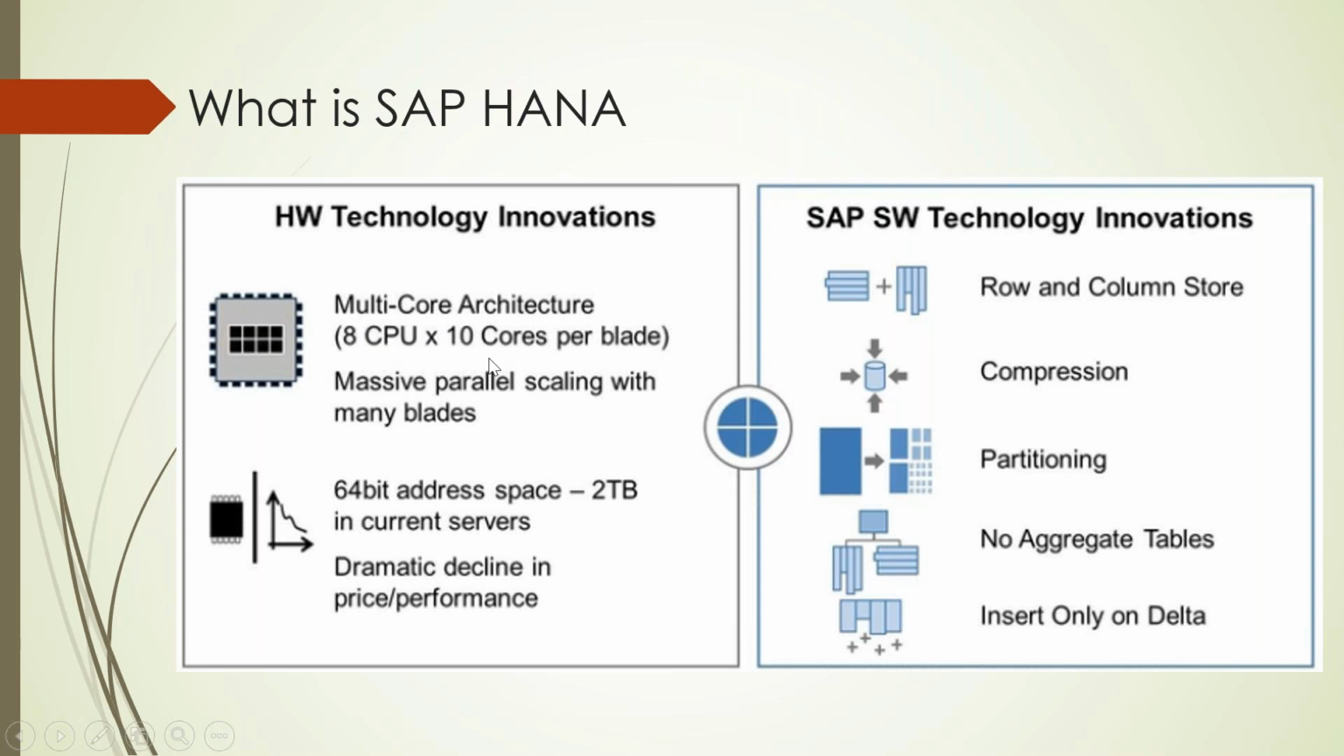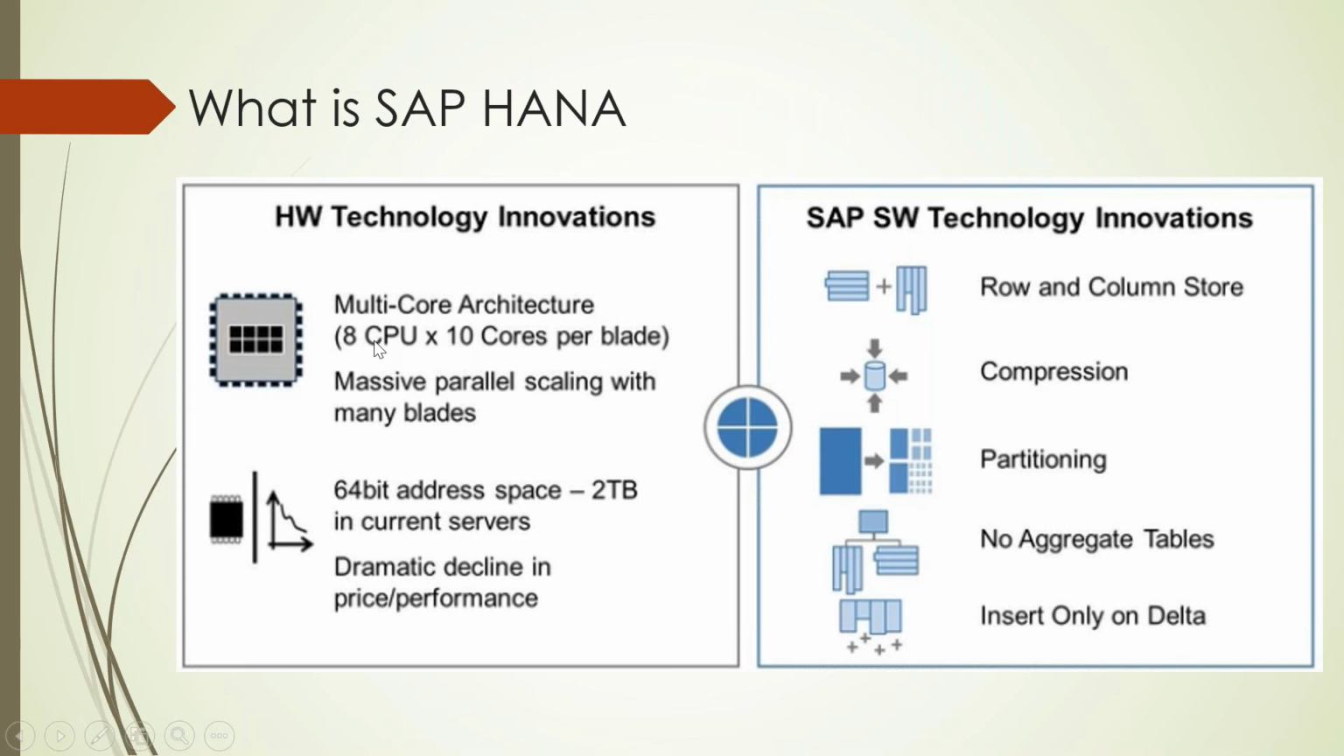That means that you will be getting a total of 80 CPU. Total 80 logical CPU you will be getting in the HANA database. So the HANA database will use all 80 CPU to process the requests.